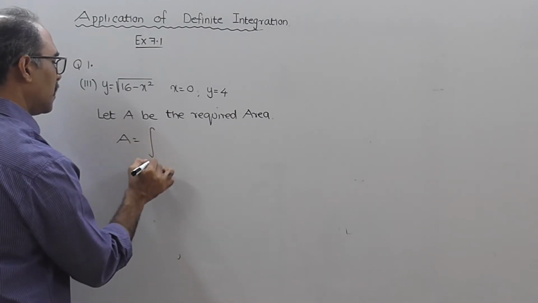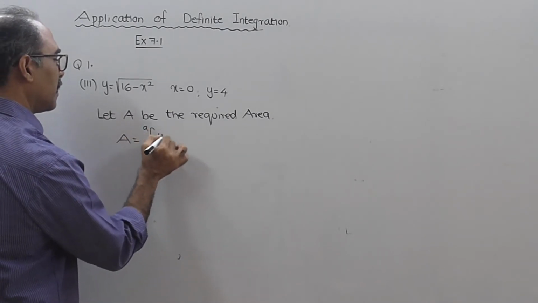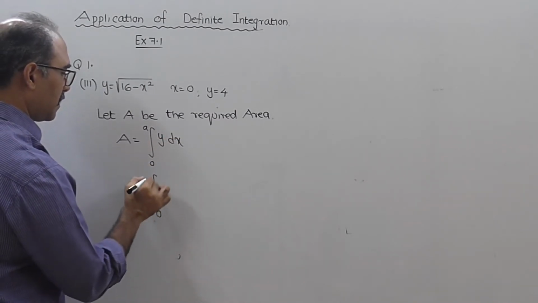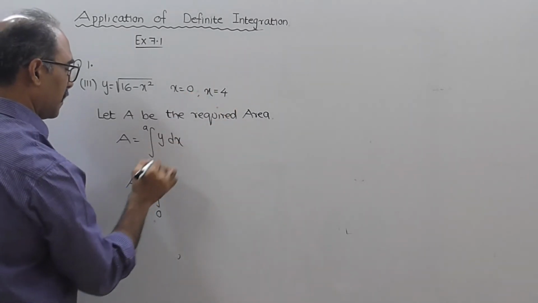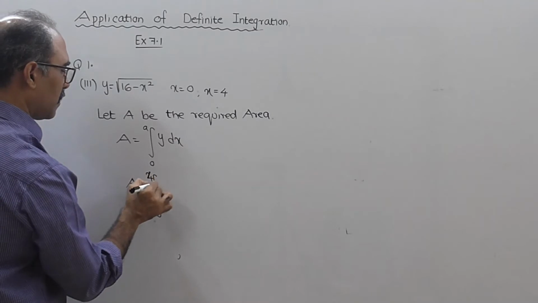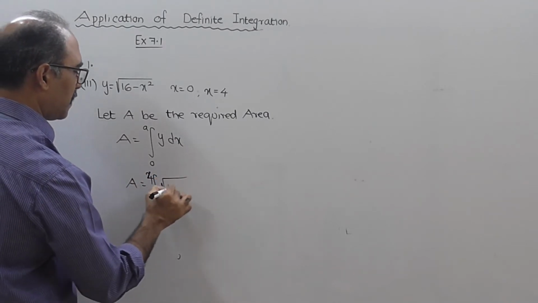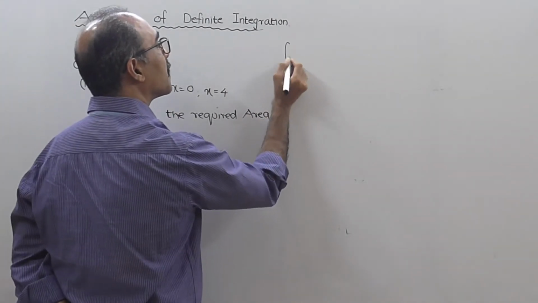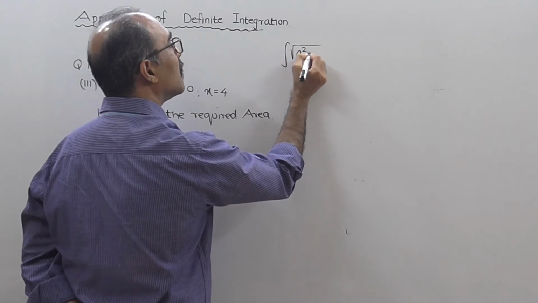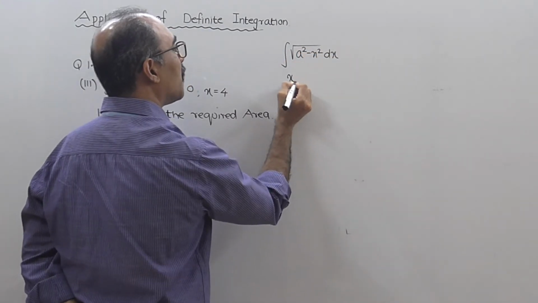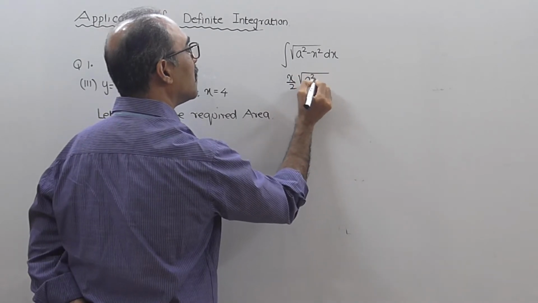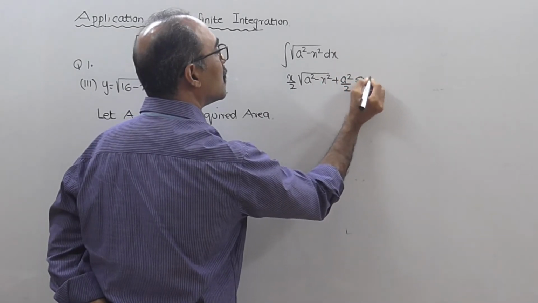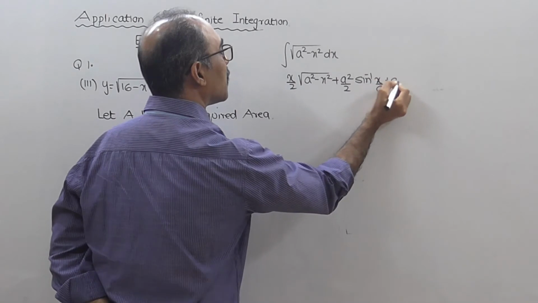Area equal to integration 0 to a y dx. So area equal to integration 0 to 4 of root of 16 minus x square dx. See, there is a formula for root of a square minus x square. The formula is x upon 2 root of a square minus x square plus a square upon 2 sine inverse of x upon a plus c.